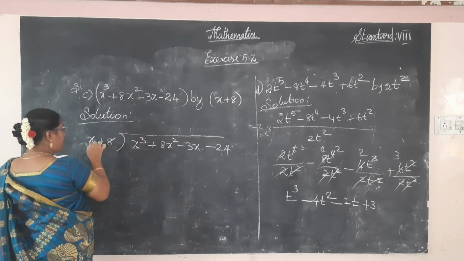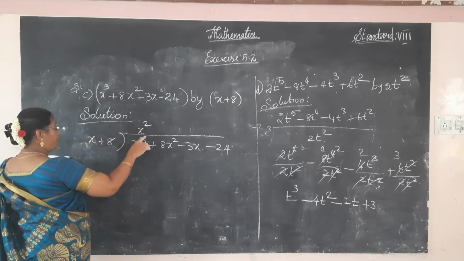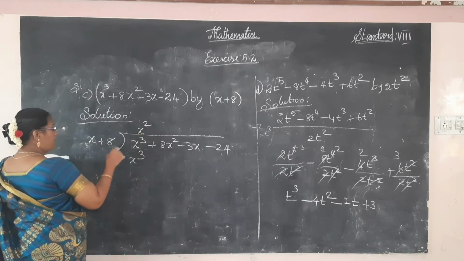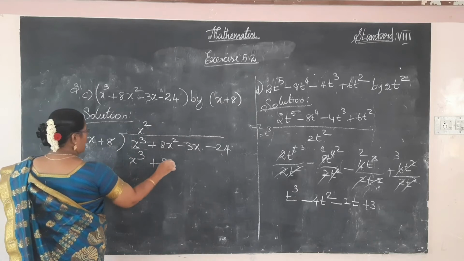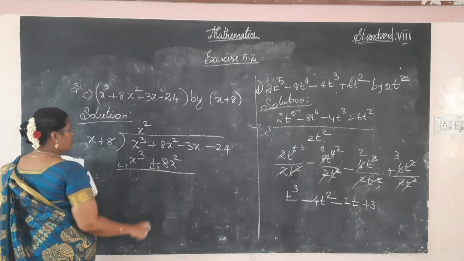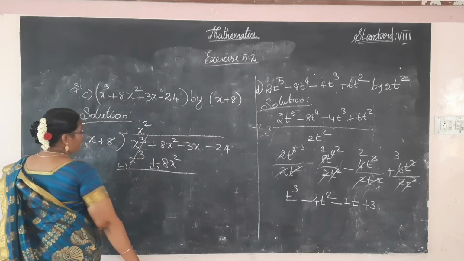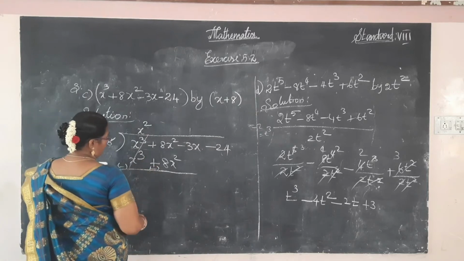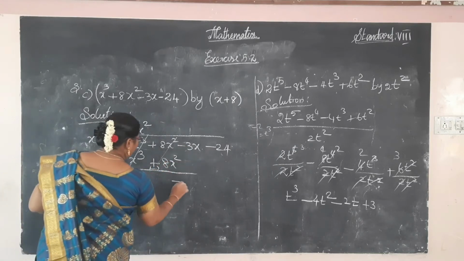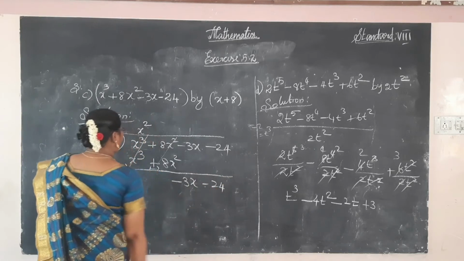So x cube divided by x, we get x square. Now multiply each term of the divisor by the quotient value. So x square into x, x power 3, and next x square into 8, plus 8x squared. Now change to the additive inverse of the sign. So here plus, the additive inverse is minus. So this term will be cancelled. Here plus sign, here minus sign, this also cancels.